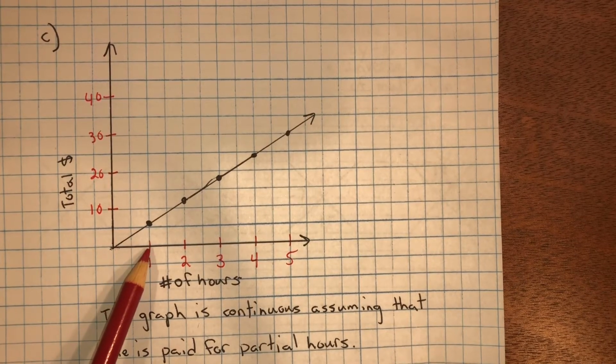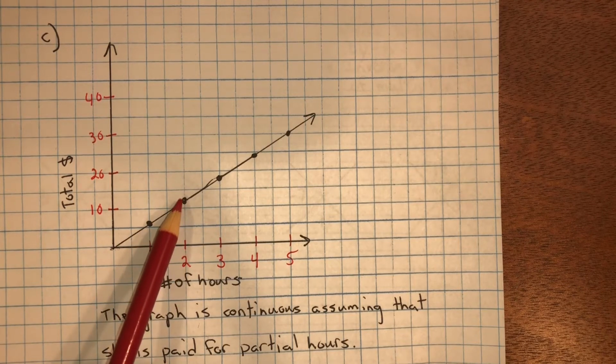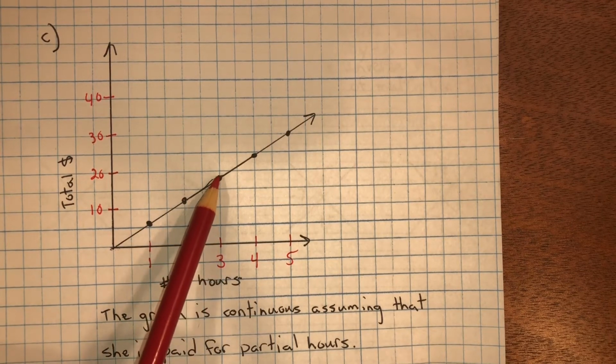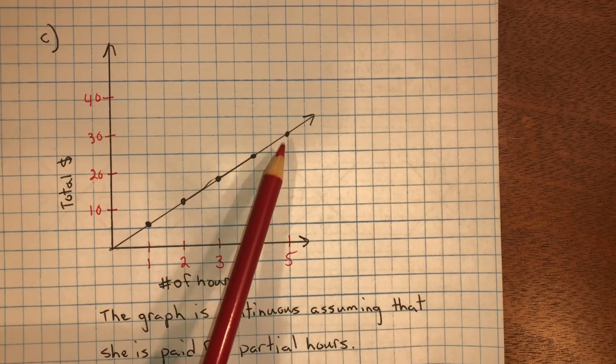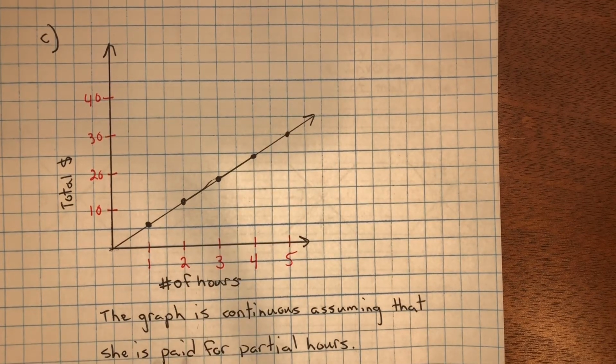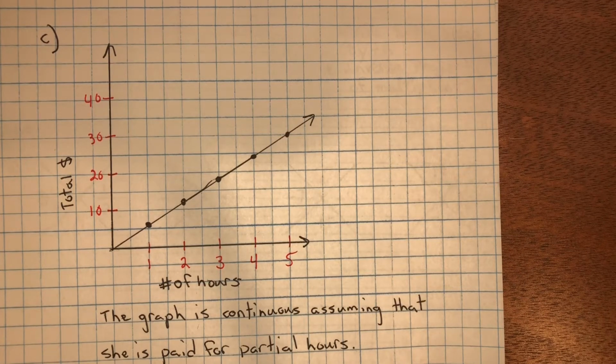To plot the points: 1 hour, $6; 2 times 6 is 12; 3 times 6 is 18; 4 times 6 is 24; 5 times 6 is 30. As long as you can justify your answer, you can determine this to be a continuous graph or discrete.